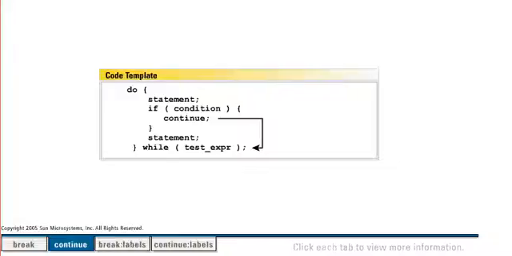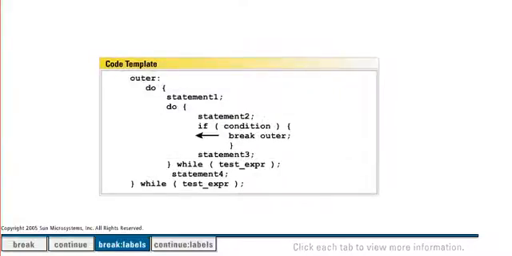Now click the Break Labels tab. In this case, we have nested loops. We have a do while within another do while. Now, a traditional break statement will only take you out of the loop statement that it is in, not any other loop statements that it's nested in. So it will always take you out of the innermost loop statement.